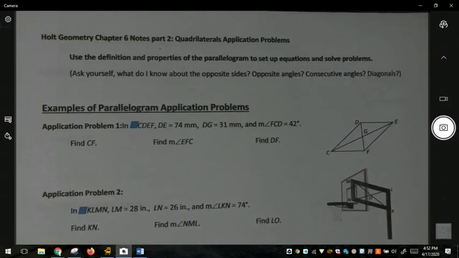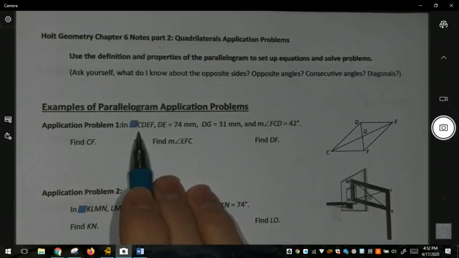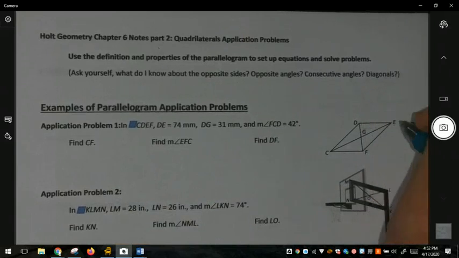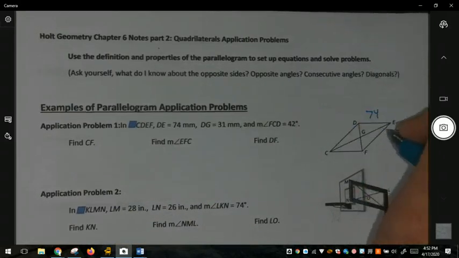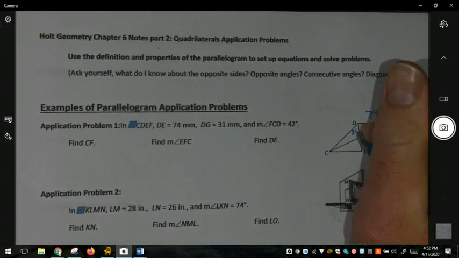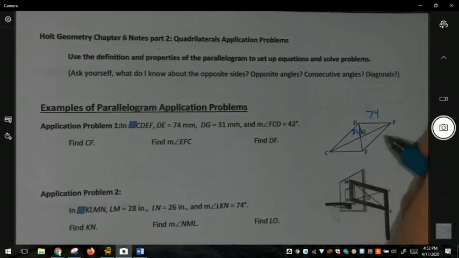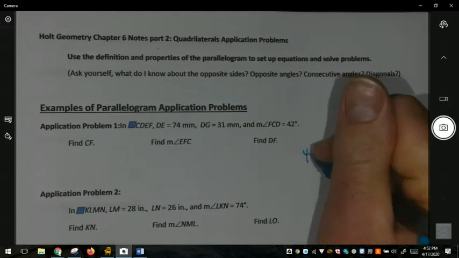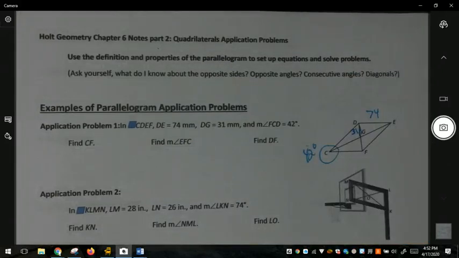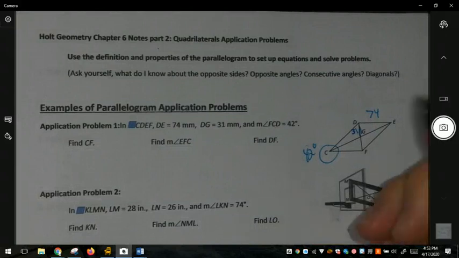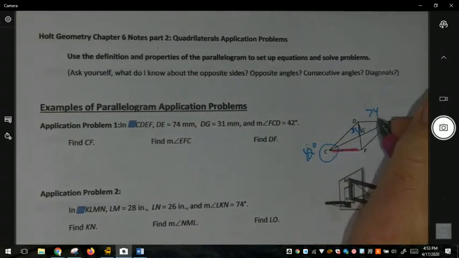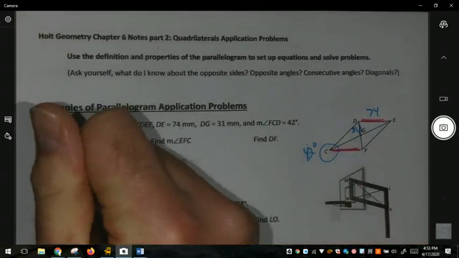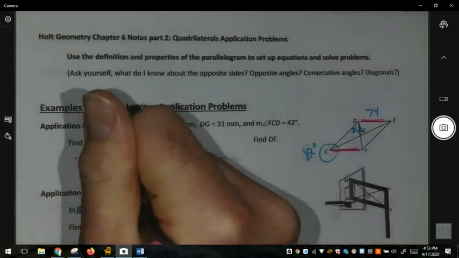In application example 1 for the parallelogram, we're looking at parallelogram CDEF, where DE, the full length, is 74, DG, this little piece, is 31 millimeters, and angle FCD, FCD being the whole angle, is 42 degrees. They asked us to find the length of CF. CF is the opposite side. Opposite sides of a parallelogram are congruent, so this is also 74 millimeters.